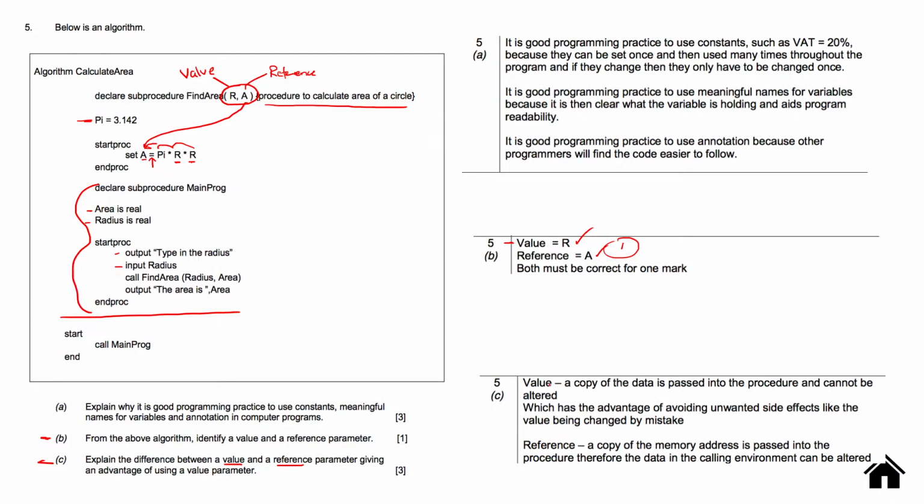And down here, when you talk about a value parameter, a copy of the data is passed. It cannot be altered. And that has the advantage of avoiding unwanted side effects, like the value being changed by mistake. Remember, humans are stupid. Reference: a copy of the memory address is passed. Therefore, the data in the calling environment is altered. So when it's called, it is changed, or it can be changed.